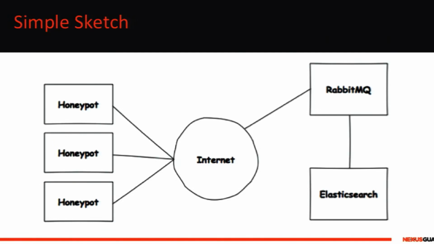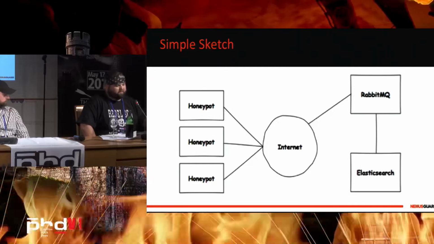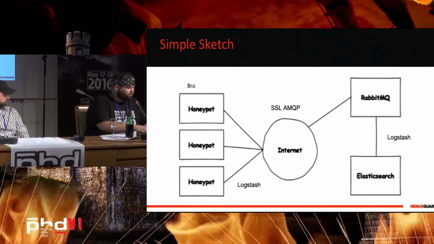So this is our basic architecture, drawn out on a napkin, the best way. We're able to add and remove as many honeypots as we want. We process those over the internet. We do SSL from the honeypot to Rabbit. And then for right now, we push that into Elasticsearch via RabbitMQ. But the way that we've got it set up, if you wanted to push it off into anything else, it doesn't really require any architecture changes.